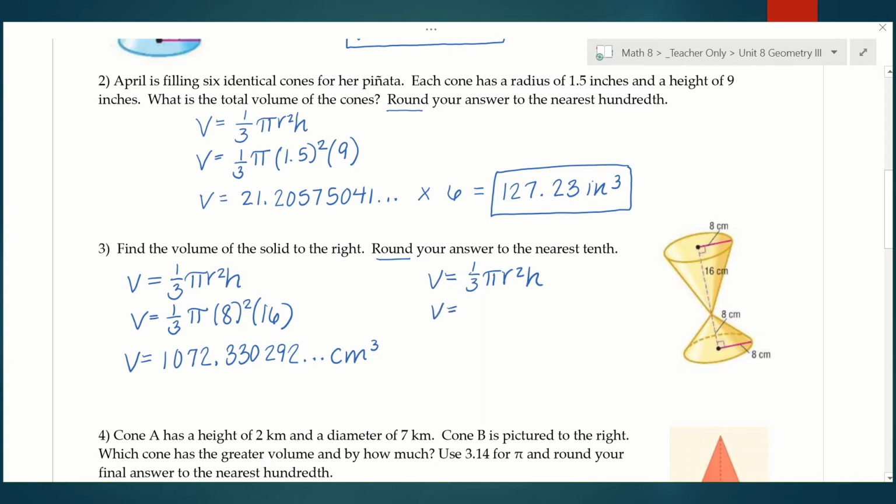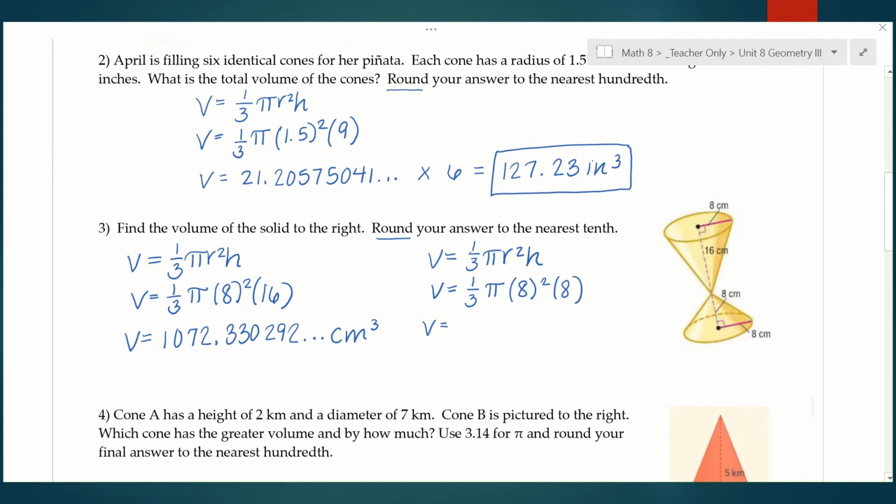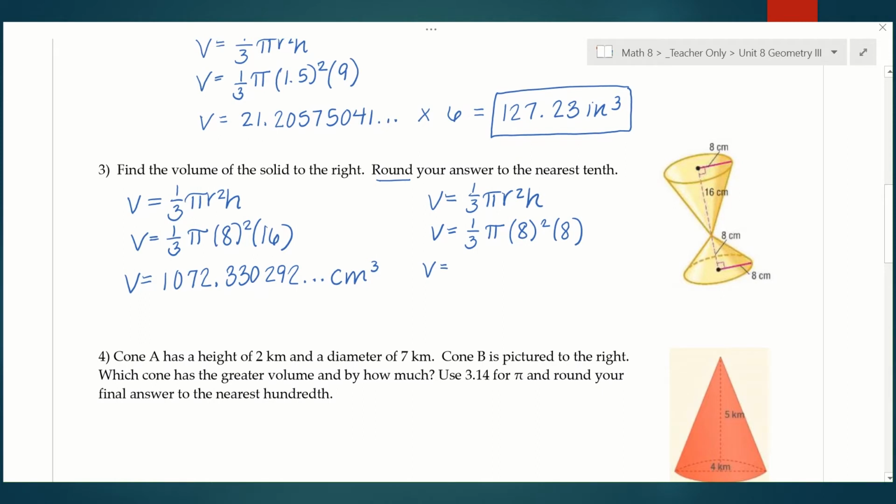Okay, so now I'm ready to find the volume of the bottom cone. Again, I'm plugging in pi, so I'm using the pi key. The radius of that bottom cone is the same, so 8 squared, but the height is 8. All right, so take a minute, type that in. I'm getting 536 point, and a bunch of decimals here.